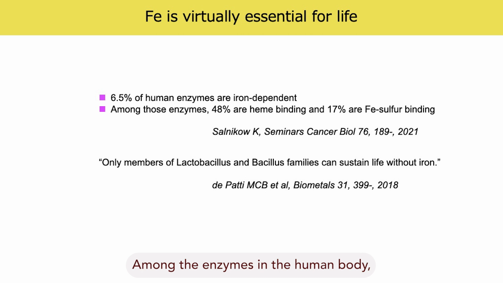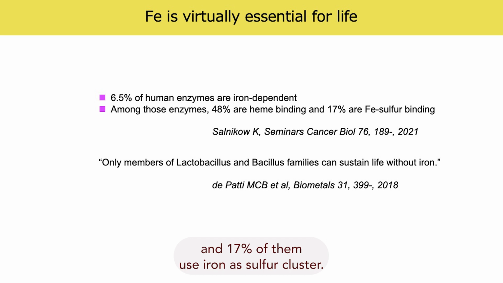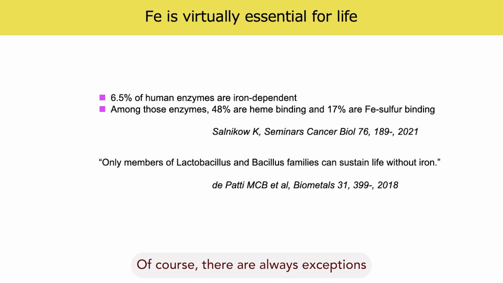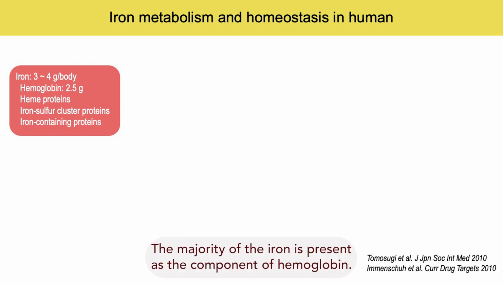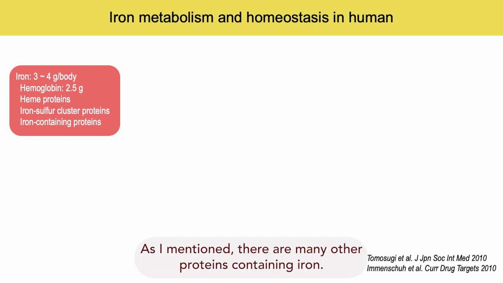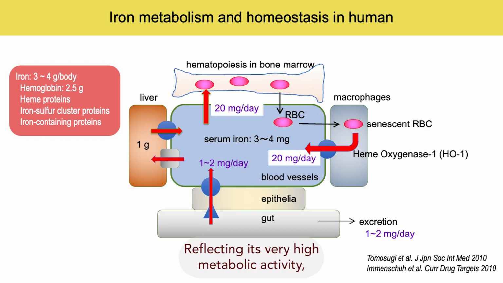Among the enzymes in the human body, 6.5% are iron dependent. Among those, a half is using iron as heme and 17% as iron-sulfur cluster. As such, iron is essential for most of the life forms. Of course, there are always exceptions, like some residue of microbes. We have around 3 to 4 grams of iron in our body. The majority of the iron is present as a component of hemoglobin. As I mentioned, there are many other proteins containing iron, reflecting its very high metabolic activities.